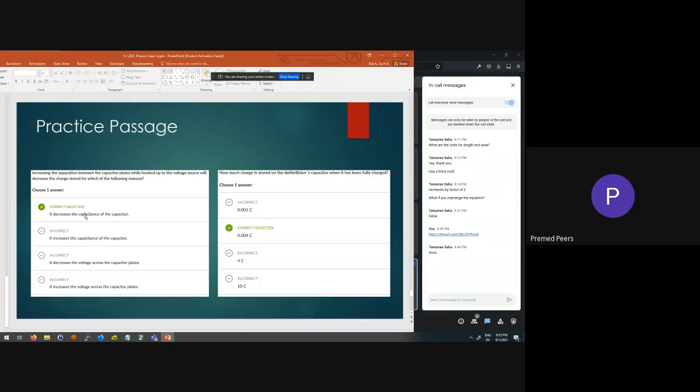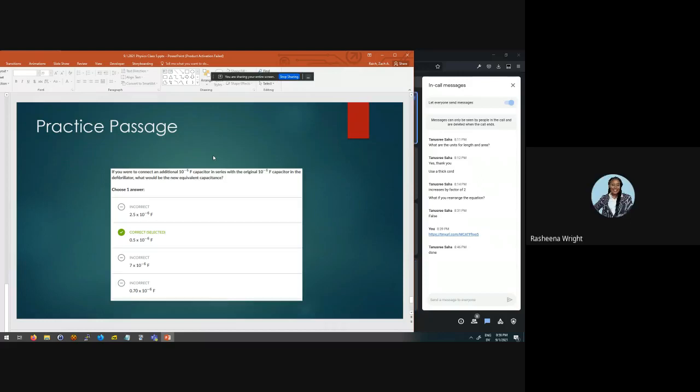How much charge is stored when it's fully charged? That's Q equals CV. So we were given C and we were given V. And again, you're not using that bigger capacitor. Q is charge and C is capacitance. Correct. And I is current, R is resistance, V is voltage. Sometimes you'll see lowercase q for charge as well, because Q is a whole bunch of stuff. But if it's an electricity problem, Q is charge. So it's Q equals CV.